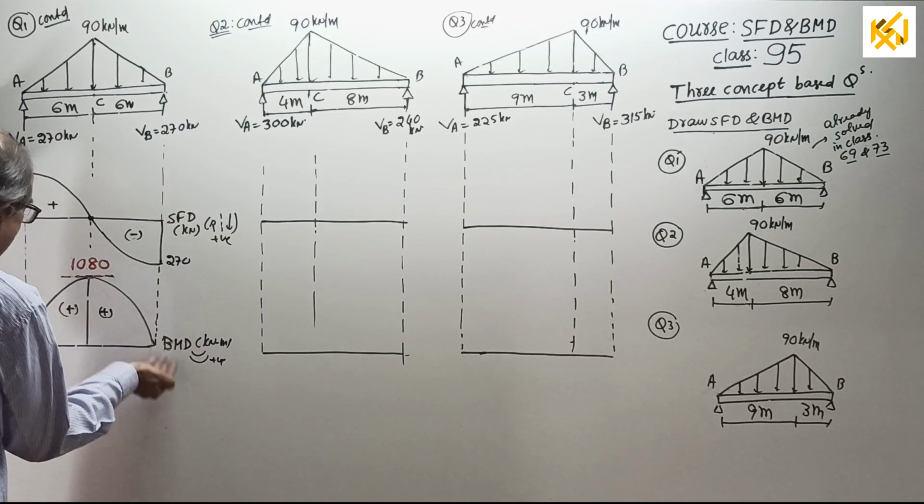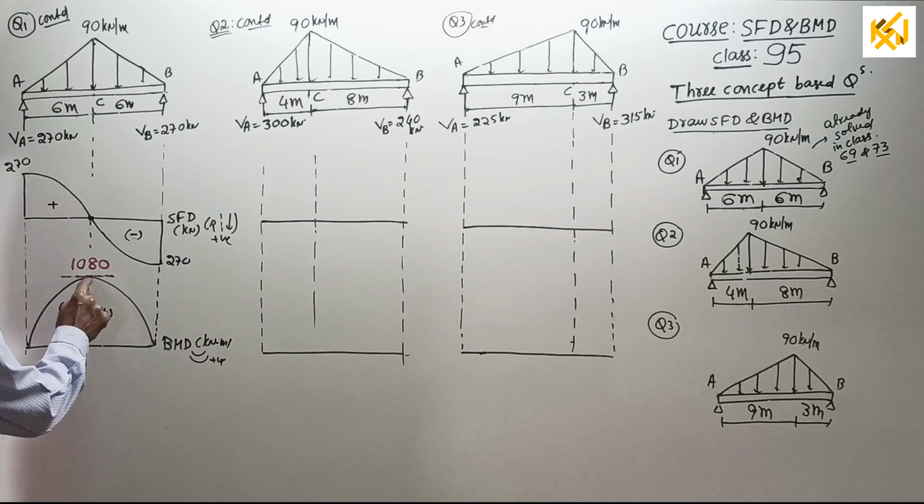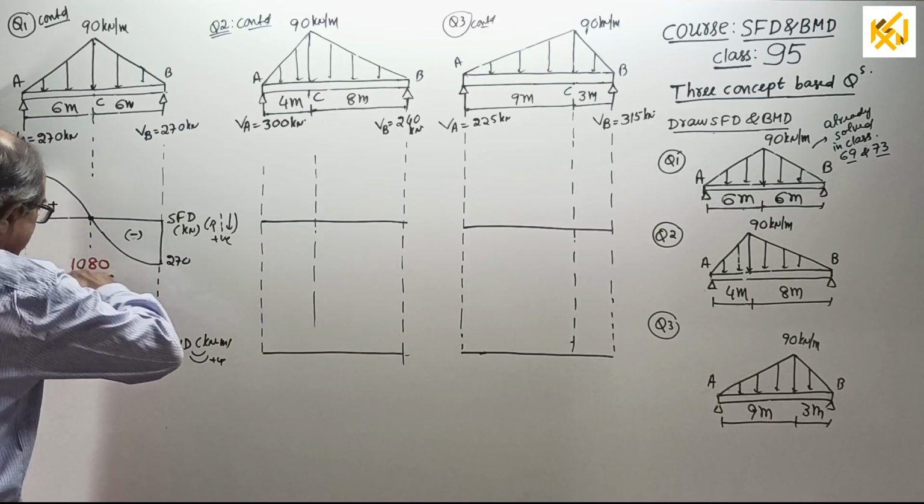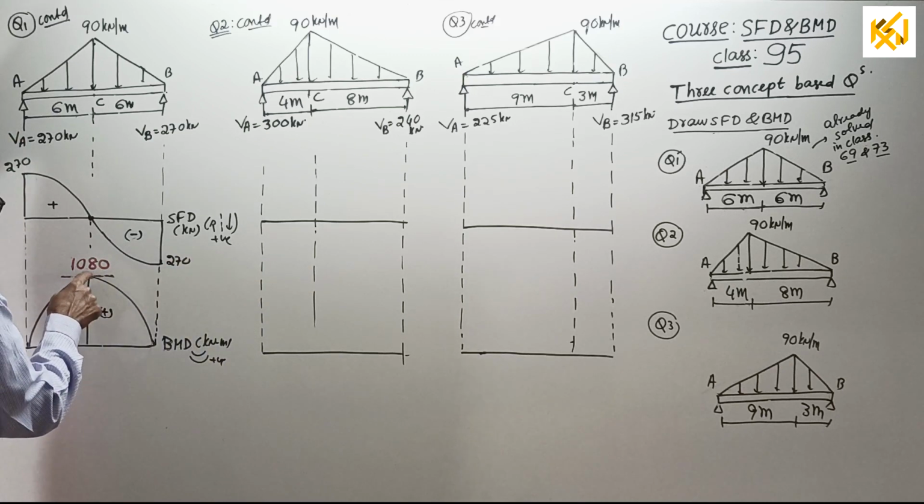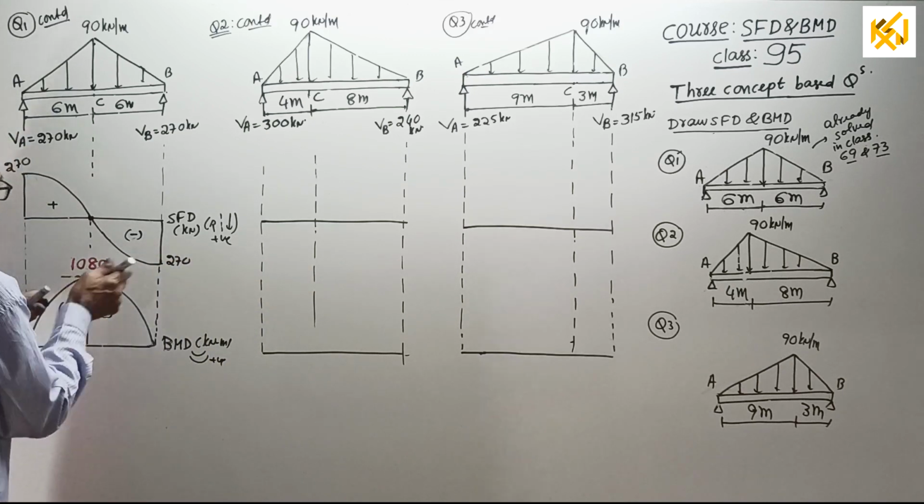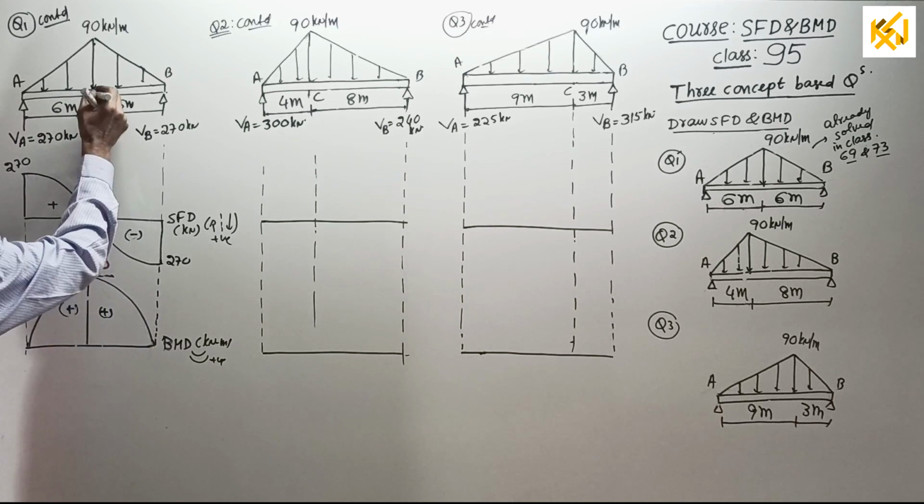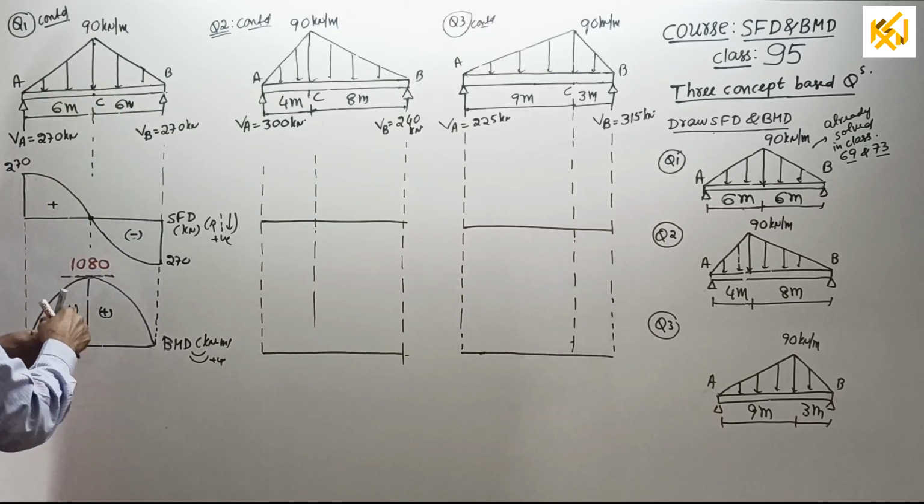Now, BM: a parabola of third degree, plus 0, 0. This is the maximum BM point, so I put a tangent here. 0 slope should be there. Red color means maximum BM, exactly here. Over. Question 1 is completely over.